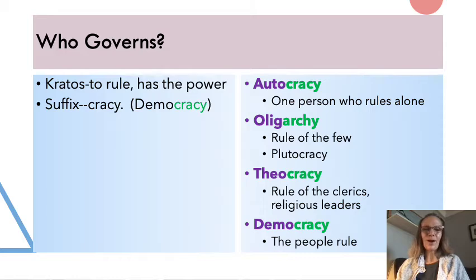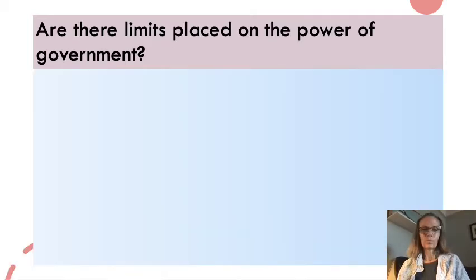So all of these are who is doing the governing and different forms of government. One way of thinking about government is asking yourself who's doing the ruling. Another way of thinking about government is asking how much power does the government have over the people that it is ruling over? In other words, are there any limits that are placed on the power of government?